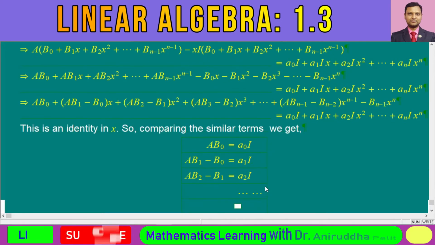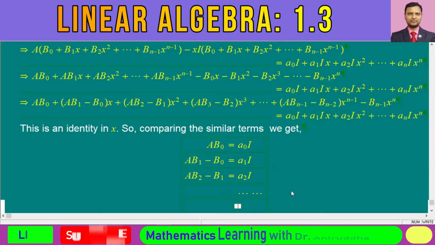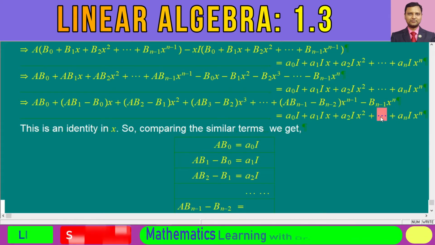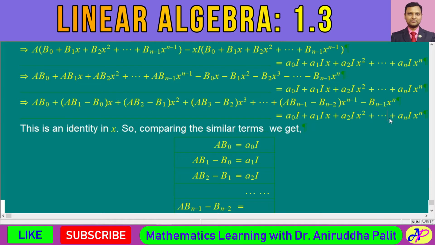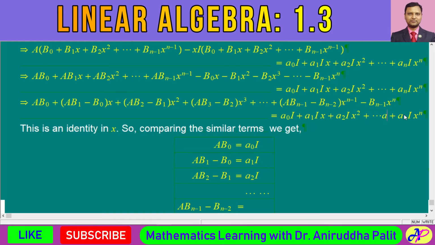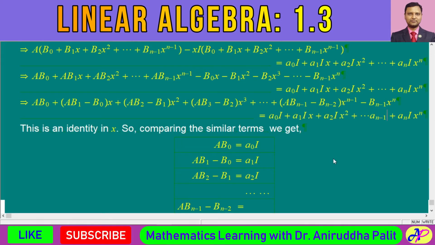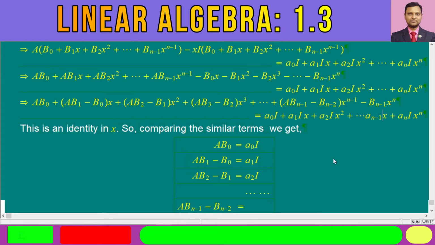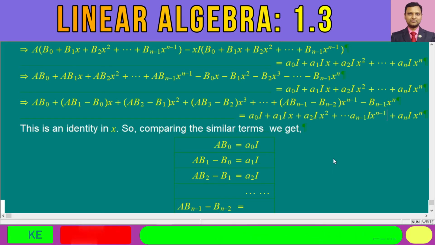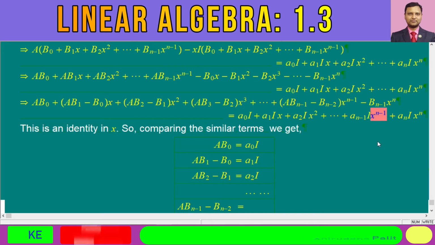And finally, what we have is the n minus first term, which is equal to its immediately preceding term. Over here, the n minus first term would be equal to a_{n-1} into x into I into x to the power of n minus 1. So that would be the term with x to the power of n minus 1.